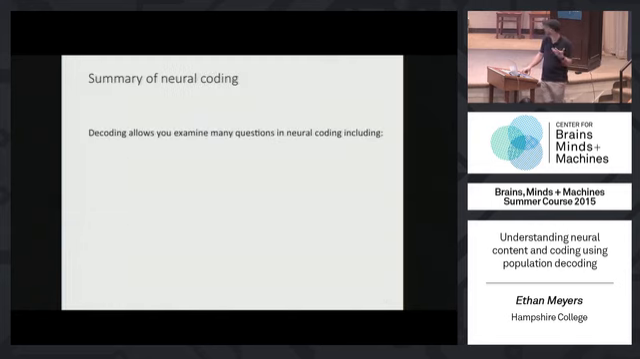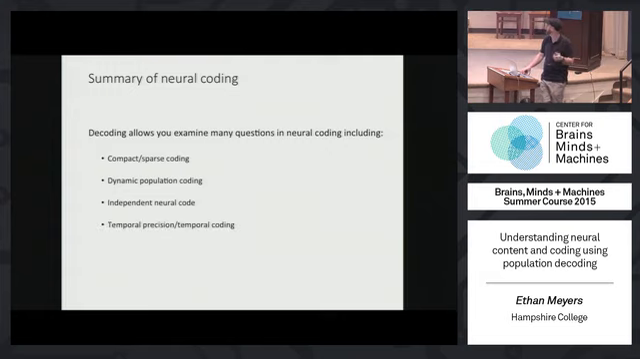Okay. So, summary of the neural coding. Decoding allows you to examine many questions, such as, is there a compact code? So is there just a few neurons that have all the information? Is there a dynamic code? So is the pattern of activity that's coding information changing in time? Are neurons independent, or is there more information coded in their joint activity? And what is the temporal precision? And this is, again, not all, as there are many other questions you could ask. Okay. Any other questions about the neural coding?